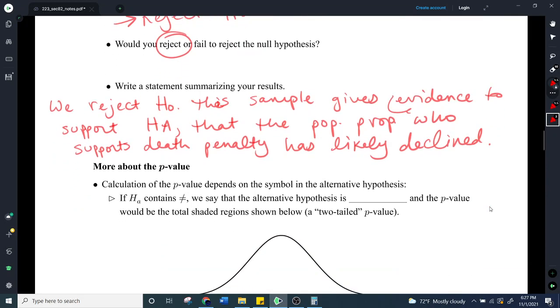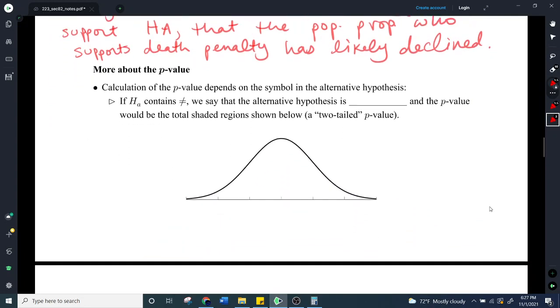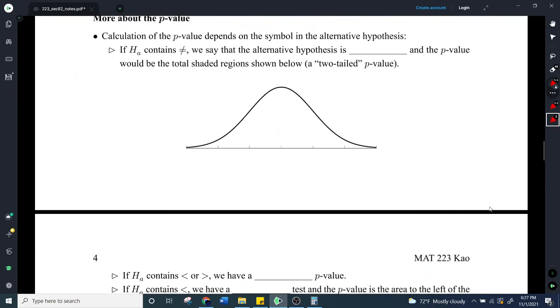All right, calculation of the p-value depends on the symbol in the alternative hypothesis. Remember that if the alternative hypothesis contains a not equal to, we say that the alternative hypothesis is two-sided. I sometimes say two-tailed. And the p-value would be the total shaded regions shown below. So let's say I'm just going to put p naught here, whatever p naught is, and then let's say my p hat value is over here.